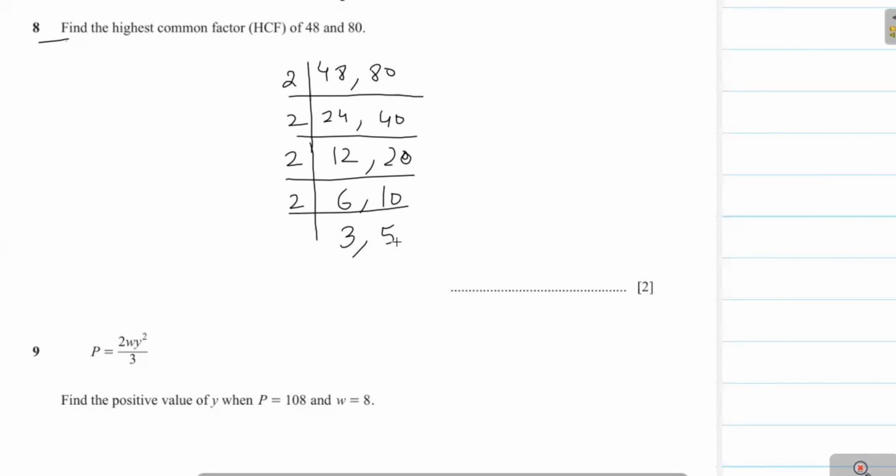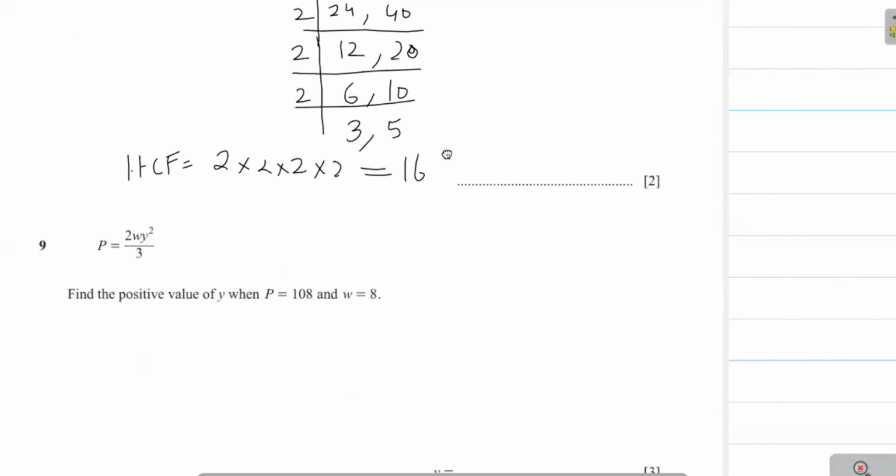Now you see here the last two numbers, 3 and 5, are not divisible by the same number. Therefore, the HCF of these numbers would be 2 into 2 into 2 into 2. That is equal to 16. This is the HCF of 48 and 80. This is the answer. Question number 9.